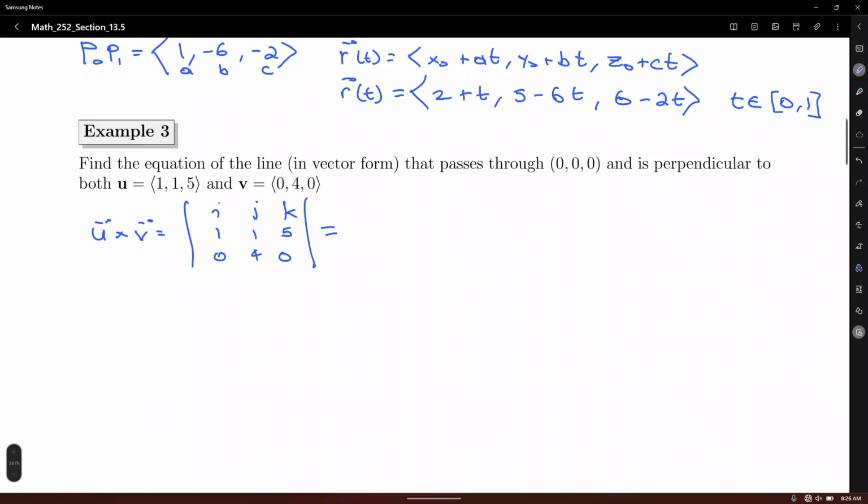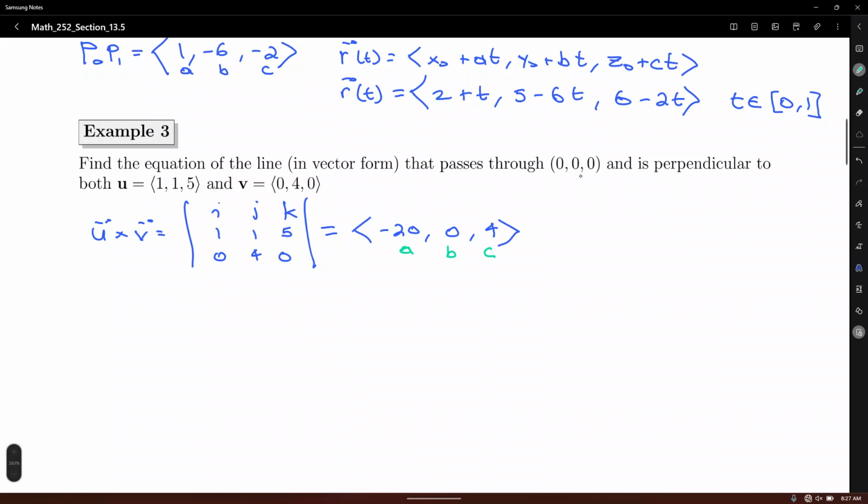Okay? And the result of performing this cross product, I don't want to spend the whole lecture doing the cross product. I'll just give you the result. That's going to be negative 20, 0, and 4. Okay? So what is this vector? This vector has the components a, b, and c that are going to be the coefficients of t in the equation of a line. All right? Well, we already have the most mysterious piece of the puzzle here.